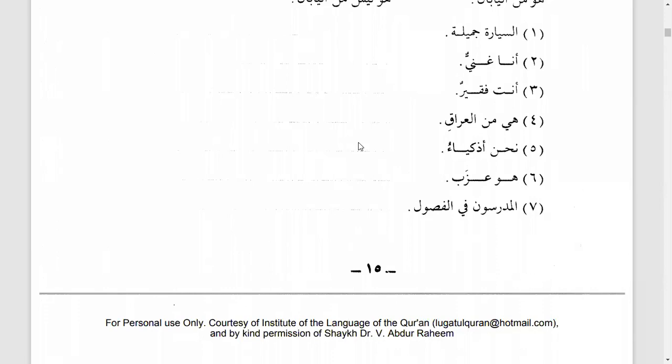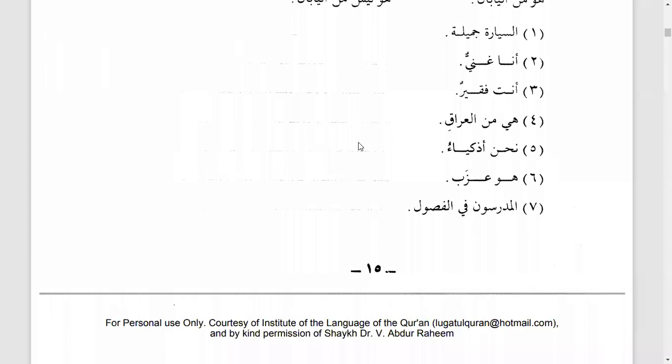Okay, now we can see here هو تاجر, he is a merchant, and هو ليس بتاجر, he is not a merchant. هو من اليابان, he is from Japan, and هو ليس من اليابان, he is not from Japan. All right, so let's begin. Number 1, السيارة جميلة. Inshallah, you will do it now.